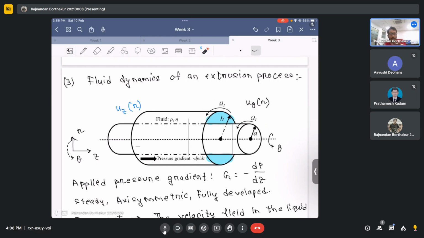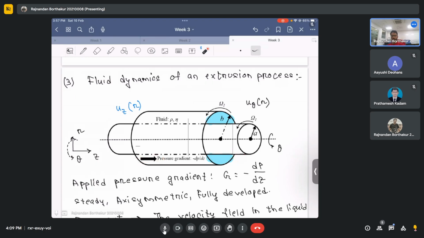In order to move the fluid, we also apply an axial pressure gradient in the z direction, which is along the dotted line in this picture. The rotational velocity of the cylinder will move the fluid in the theta direction, because the rotational velocity is omega cross r, where r is the radius. And the axial pressure gradient will move the fluid in the z direction.